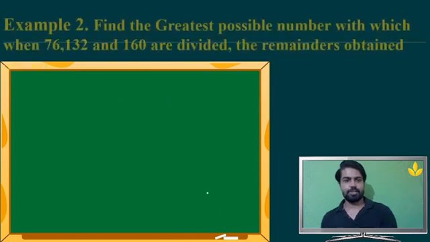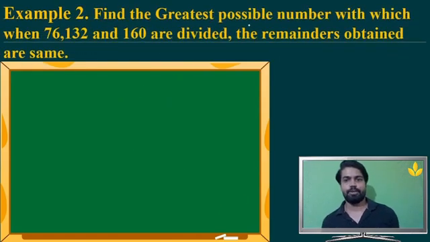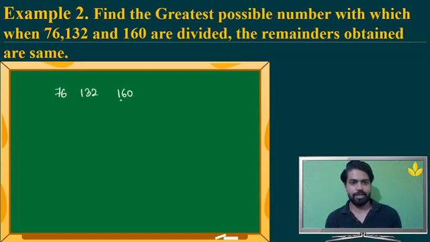Let's see the last question in this. Find the greatest possible number with which, when 76, 132 and 160 are divided, the remainders obtained are the same. That means we are talking about HCF. The remainders are the same, so what should I do? We don't know the remainder, but we need to find the HCF.